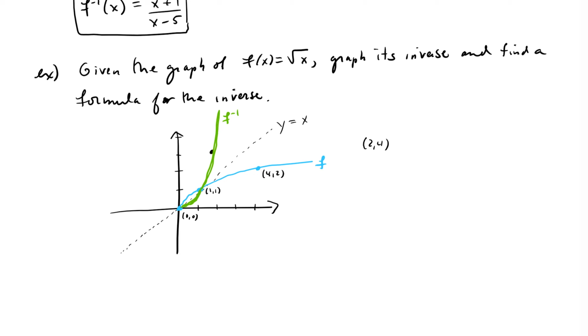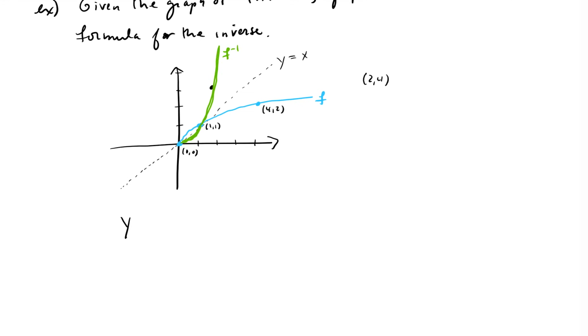Okay. Now let's try to find a formula. To find a formula, I've got to work with the equation. Okay, so I know that y is root of x. So to find the inverse, what do I need to do? Okay, I need to interchange the role of x and y and try to solve for y. Now to solve for y, I'm going to need to square both sides, right?